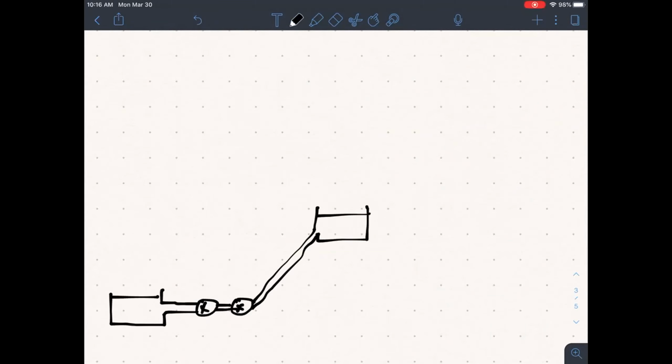All right, so we start off with our energy grade line, and it starts to go down just a little bit. It hits that first pump, goes up, comes down a little bit, hits that next pump, goes up, and then comes down to the elevation of that next reservoir. Okay, so the way pumps work, and this is pumps in series.